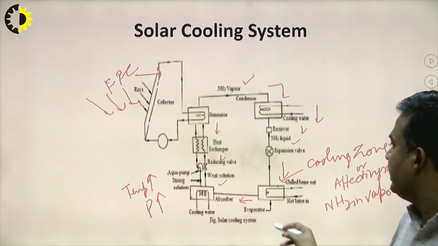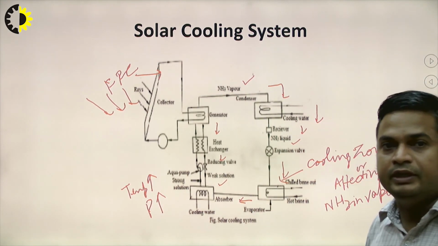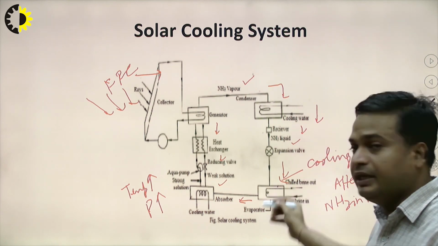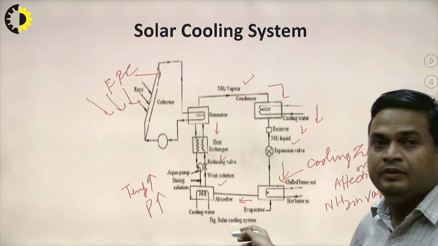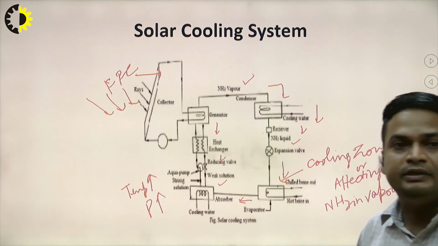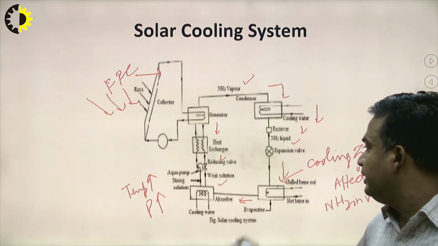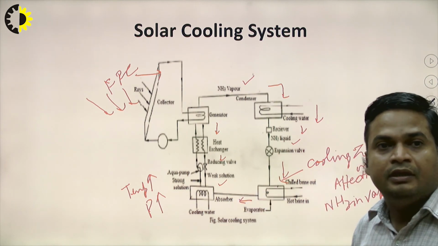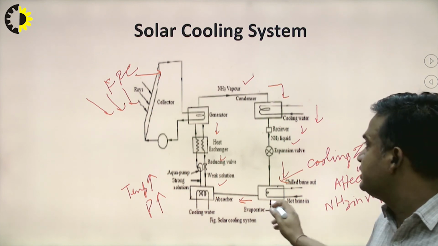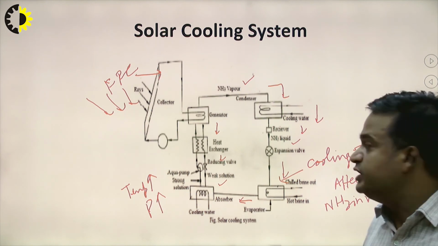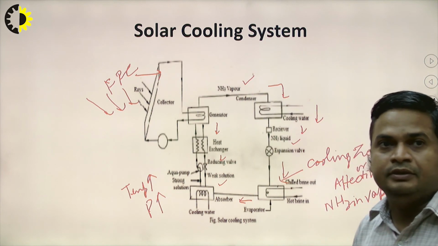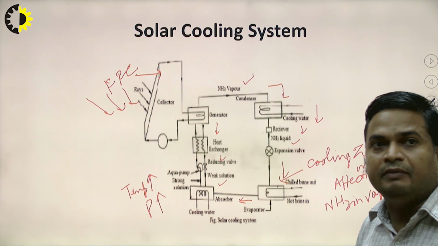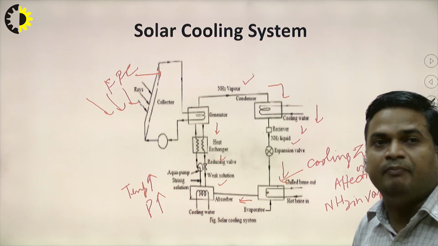So this way, the evaporated ammonia, after taking the energy from this area and converting into vapor form, is again sent to the absorber area, and the absorber water absorbs this ammonia and converts it into liquid form, and thereby this cycle is completed and the fluid keeps flowing again and again. So this way the solar cooling system is working. So this is about the solar cooling system, which is one of the applications of solar energy.